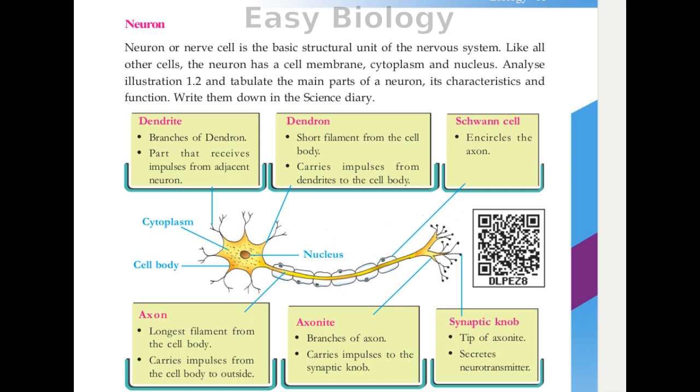The next part is axon. It is the longest filament from the cell body and it carries the impulses from the cell body to the axonite or to outside. The next part is axonite. It is the branch of axon and it carries impulses from axon to the synaptic knob. And the last part is synaptic knob. It is seen at the tip of the axonite and it secretes the neurotransmitter.